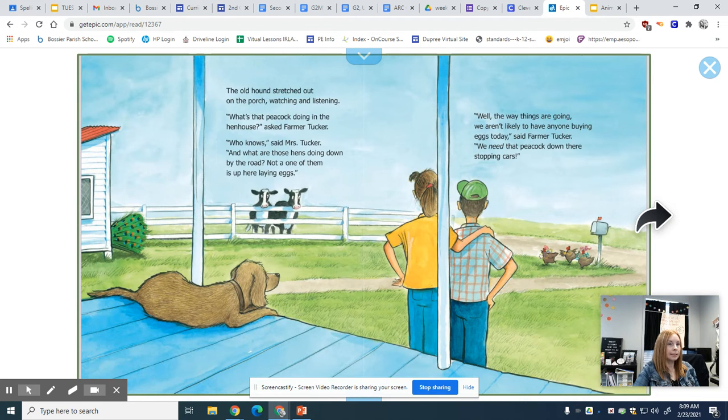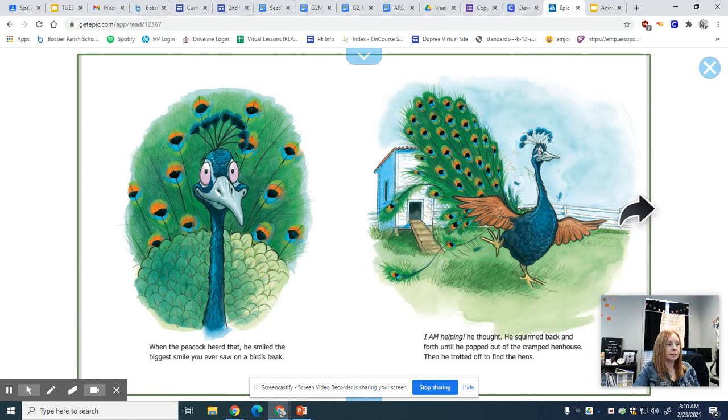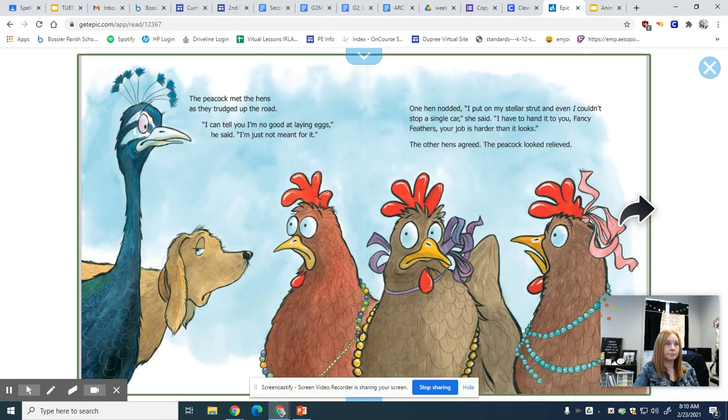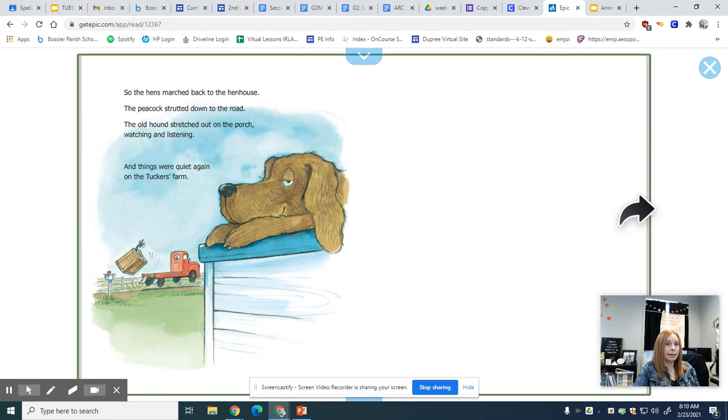And then here at the end, we see that the hens are starting to come back. We see the farmer and his wife. We don't really know a whole bunch off their expressions or what their emotions are in this picture. There's the hens. They're still looking a little dazed and confused, right? They were working hard. They realized that the peacock's job was a lot harder than they thought. Then at the end, we can look at the dog and we can tell he feels pretty satisfied right now.